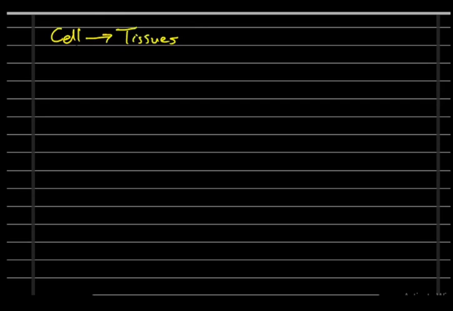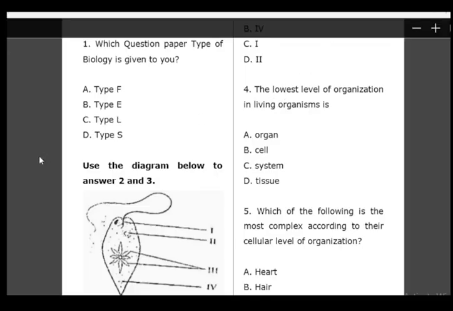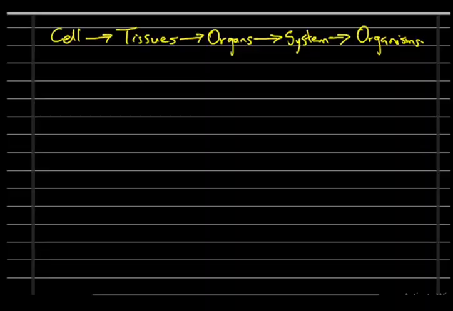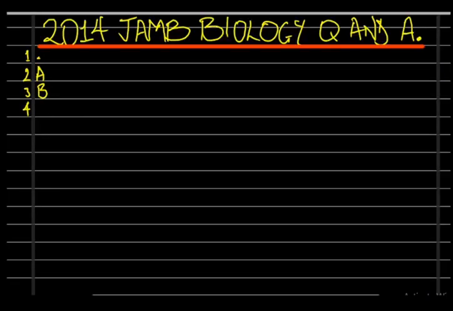A group of cells with similar function and structure give us tissues. Then a group of tissues with similar structure and function make what we refer to as organs. Then a group of organs with similar function and structure makes what we refer to as the system. And then a group of systems makes up the organisms. So the question says the lowest level of organization in living organism is, the answer is option B, which is the cell.